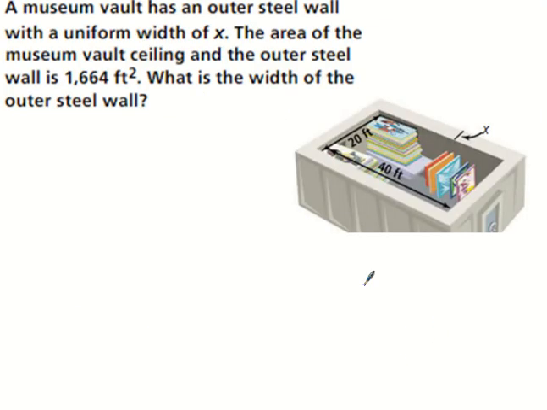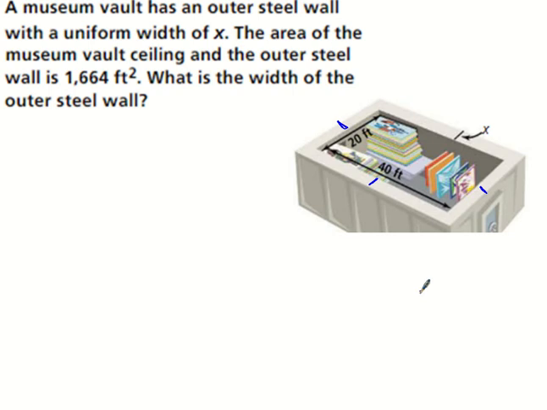All right, our favorite problems. A museum vault has an outer steel wall with a uniform width of x. So here it is here. And that means this is x, and this is x, and this is x. The area of the museum vault ceiling and the outer steel wall is 1,664 feet squared. What is the width of the outer steel wall?